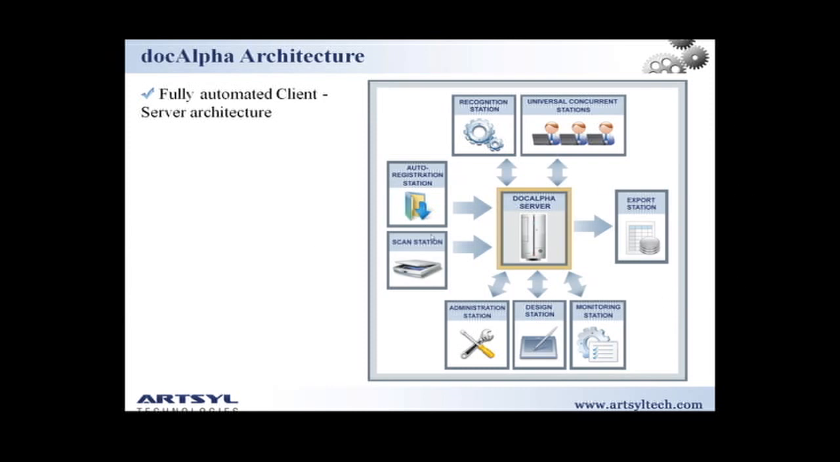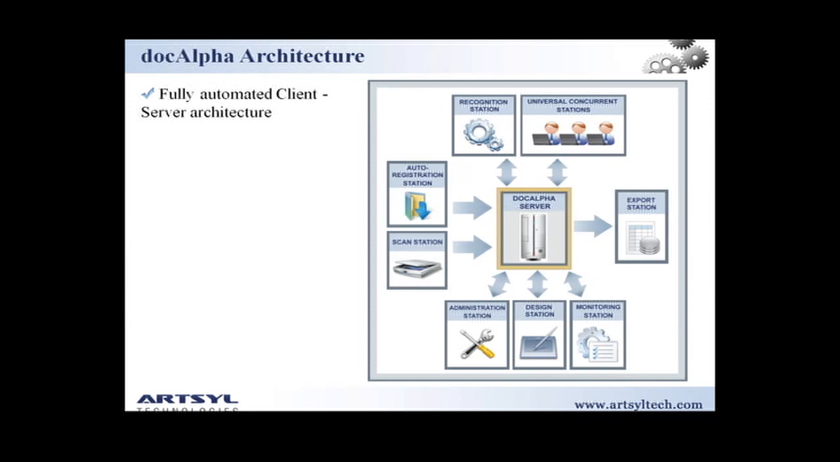The entry point to the system can be a scan station or auto-registration station. The scan station allows you to drive the attached scanning devices. Auto-registration station allows you to integrate that system with multiple front ends. You can be receiving your documents from hot folders on local network or VPN networks. You can receive the images across FTP or SFTP connection.